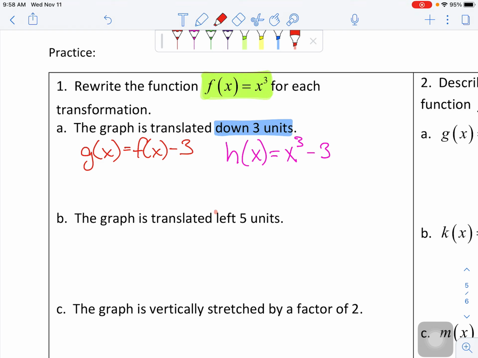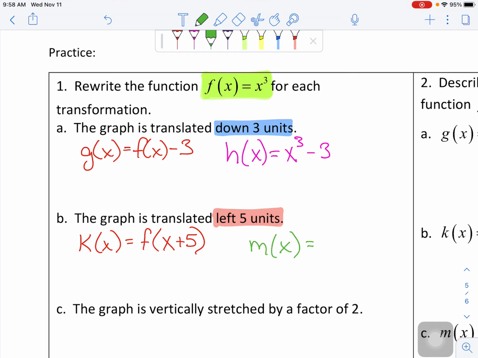Part B, we're going to translate left 5 units. So that's a horizontal translation, which means it's going to happen attached to x, but it's the opposite of what we kind of think it would be. So let's call it k of x is equal to f of x plus 5, right? That would cause me to shift left 5 units. Or let's say we're going to do m of x, and this time I'm going to use the x cubed notation. Let's say we had x plus 5 to the third, all right? Either one of those works.